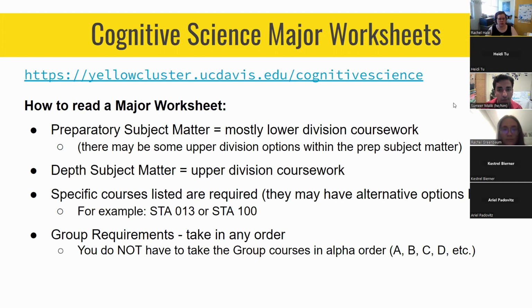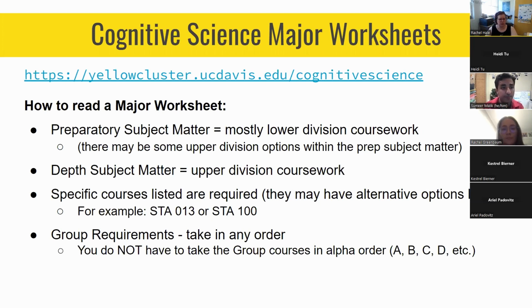So the way you read the major worksheet is we have preparatory subject matter. That's just the lower division classes that you need to take to prepare you for the upper division classes in the major. And then we have the depth subject matter. So that's the upper division classes. And when we say upper division, we mean courses numbered 100 through 199. So those are the more advanced courses.